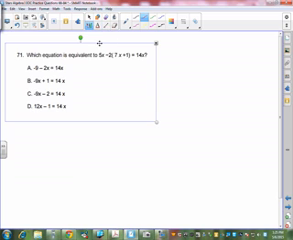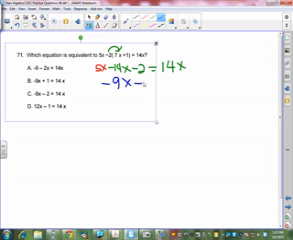Okay, which equation is equivalent to this? It looks like they want us to start solving it. So we have 5x. We're going to distribute this negative 2. That'll give us negative 14x minus 2 equal to positive 14x. We can also now over here simplify. 5x minus 14x is negative 9x minus 2 equal to 14x. And if you look here, that's as far as they want us to go, so we can stop.